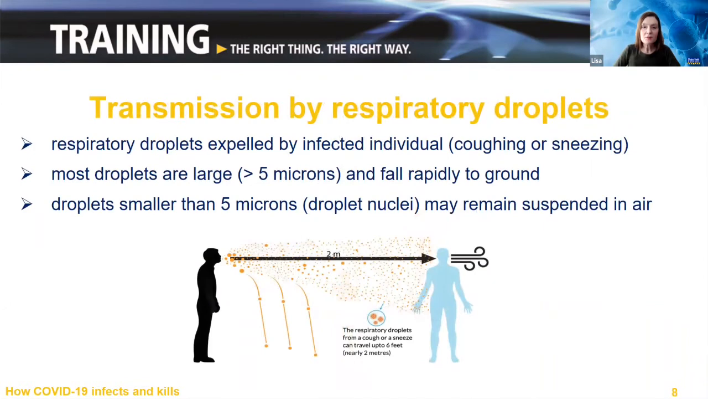Transmission of the virus occurs predominantly by respiratory droplets expelled by an individual infected with the virus during a cough or sneeze, and in some cases during speaking, singing, or heavy breathing. 99% of droplets are large, greater than 5 microns, and fall rapidly to the ground within a distance of 1 meter or less.